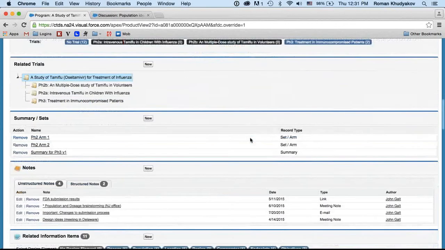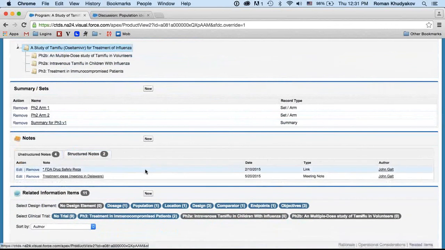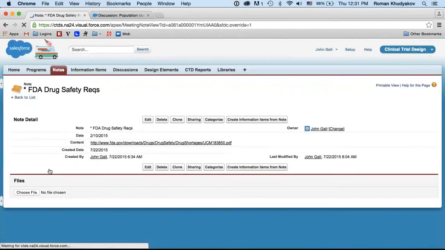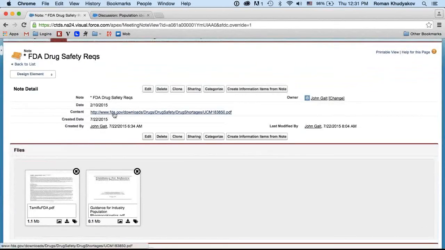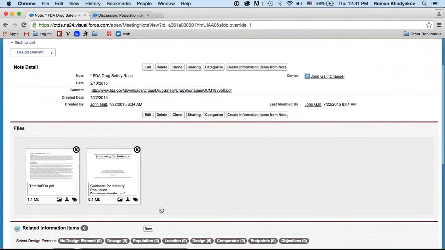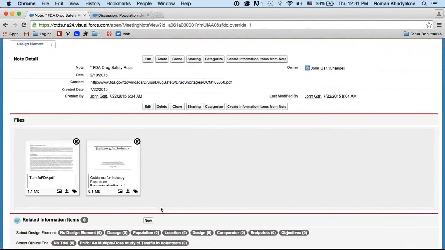Let's imagine that we have shared a link to an FDA website, and we want to share with our team members different files that we have gathered on the FDA website. So I'm now looking at the note page, and here I can see the link that I want to share with my colleagues, but I have also included 2 files that are stored in Salesforce internally in a specific folder in the library, accessible to all users who are responsible for the design phase.